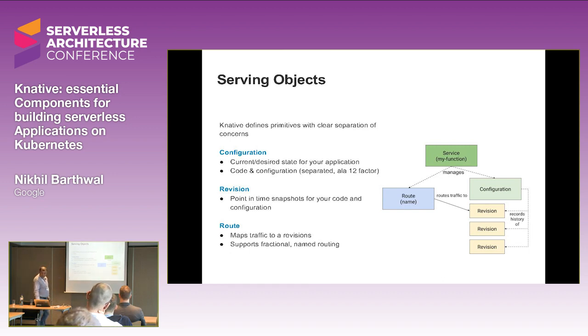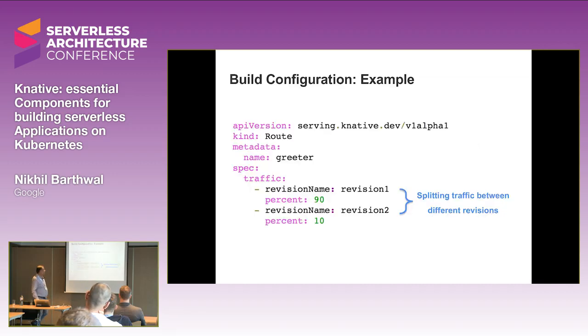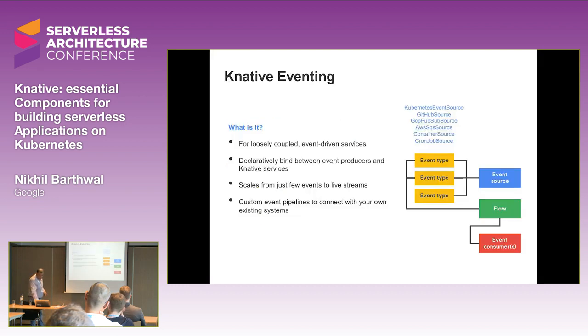So here's an example of build configuration, right? So this is an example of the build configuration. There's a lot of YAML in Knative if you were to use it. So there's a revision name, and I can say, well, 90% of my traffic should go to the first revision, 10% of my traffic would go to the second revision. So that's splitting traffic.